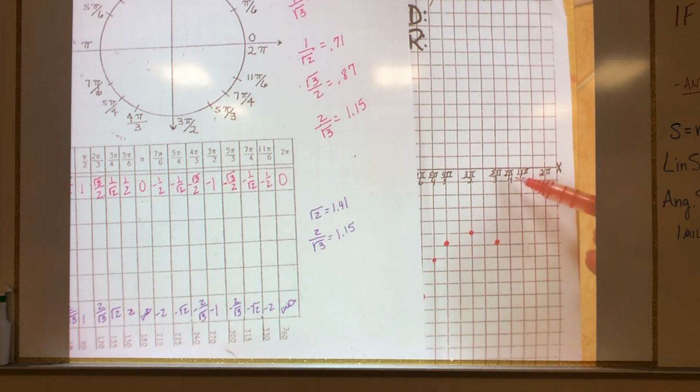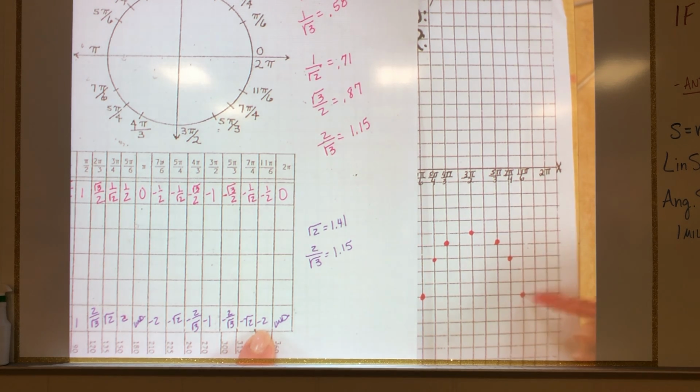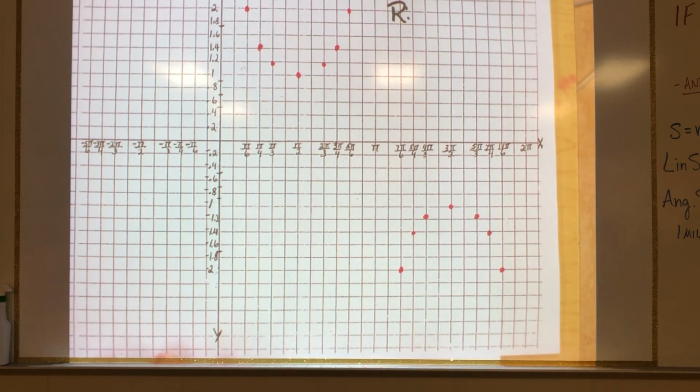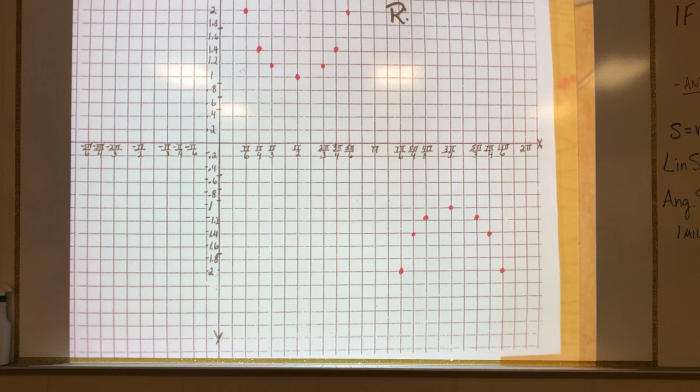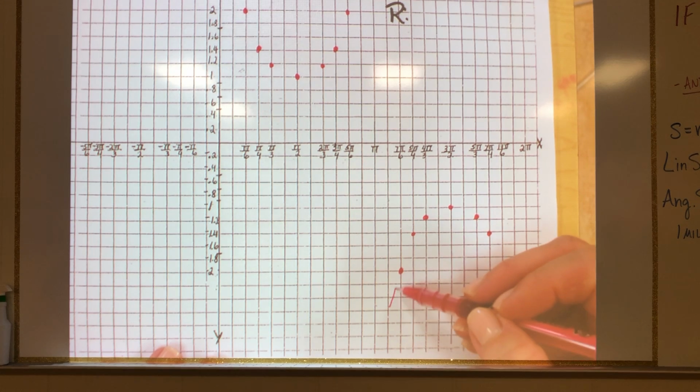7 pi over 4 is negative square root of 2, so that's negative 1.41. Eleven pi over 6 is negative 2. And then I have an undefined. Okay? So let's just look at this for a second. What do these look like? Parabolas? Yeah, if I connected them, don't you agree that they look like parabolas? Yes. Okay, so I know that they're gonna do this.